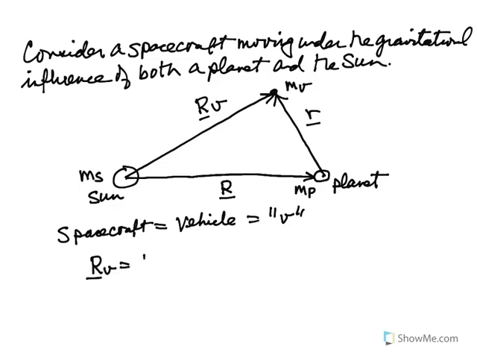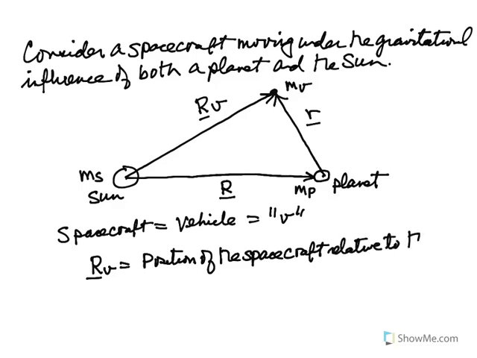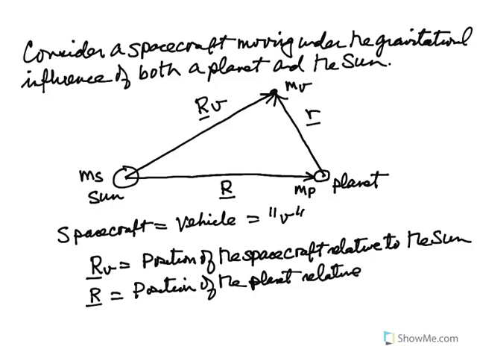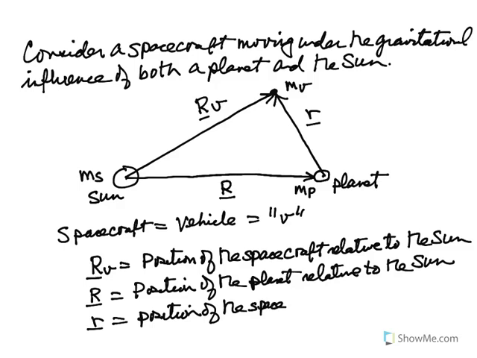So let's write these down. R sub v is the position of the spacecraft relative to the sun, and then capital R is the position of the planet relative to the sun, and then little r is the position of the spacecraft relative to the planet.